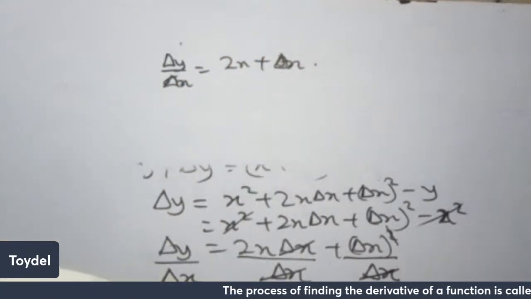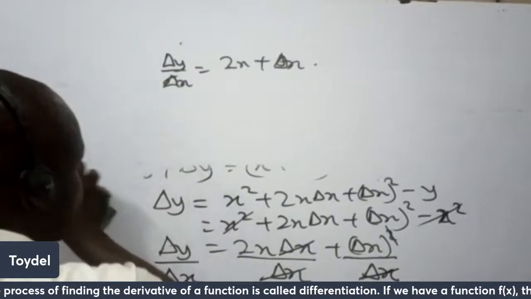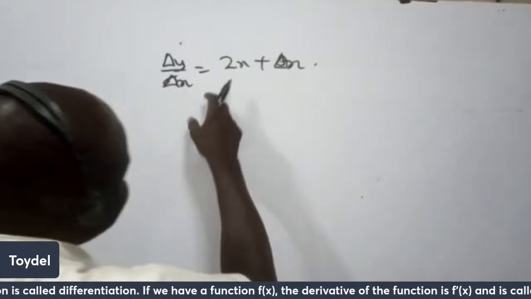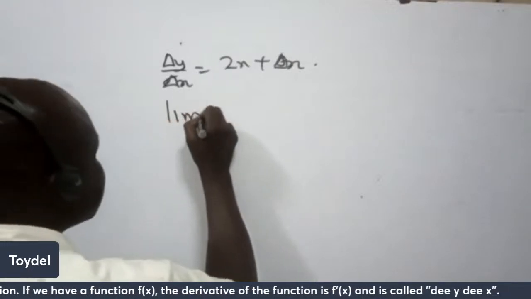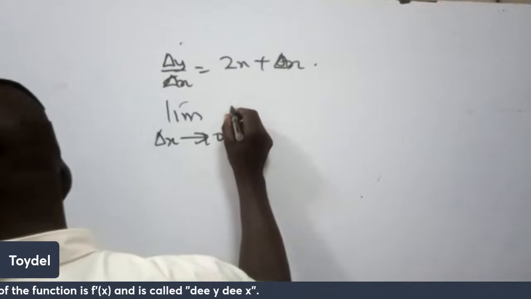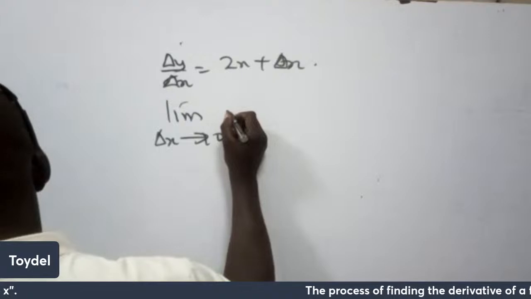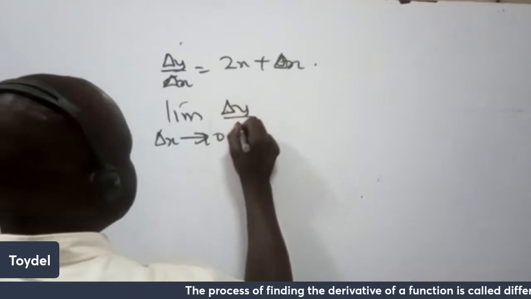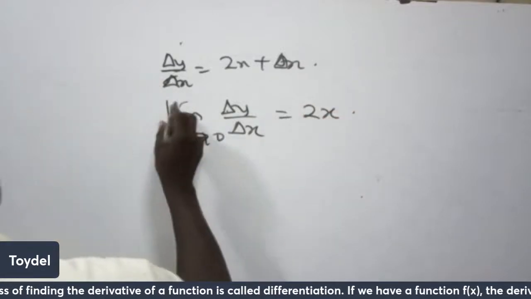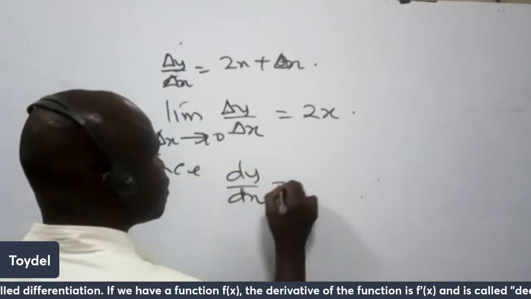That's what you get. Then from here, we've talked about limit of a function. For us to be able to get dy dx, we have to take the limit of this function as delta x tends to 0. So once we take that, it simply means that we substitute delta x equal to 0. What do we get? If we substitute delta x equal to 0, we are going to have 2x. Hence dy dx is equal to 2x.